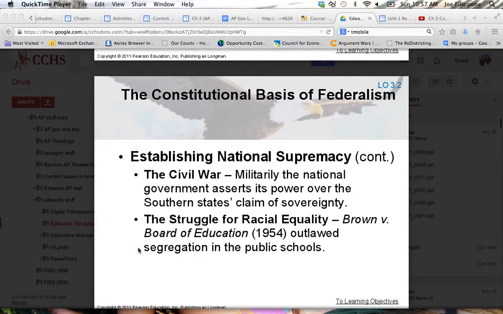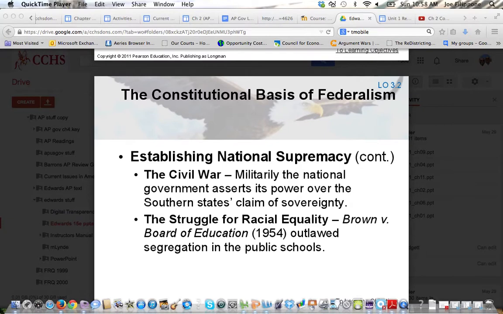Okay, the Civil War actually helped establish national supremacy because, militarily, the national government asserted its power over the southern states' claim of sovereignty. So it kept the states together, the national government's military, United States military. So that helped establish national supremacy.